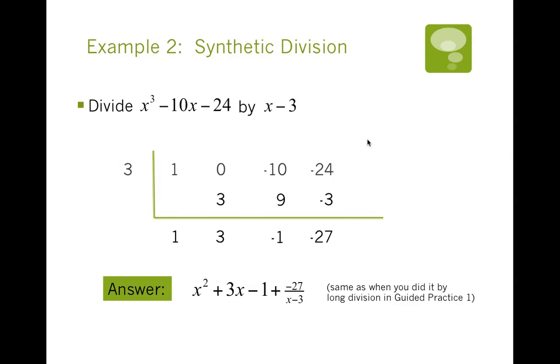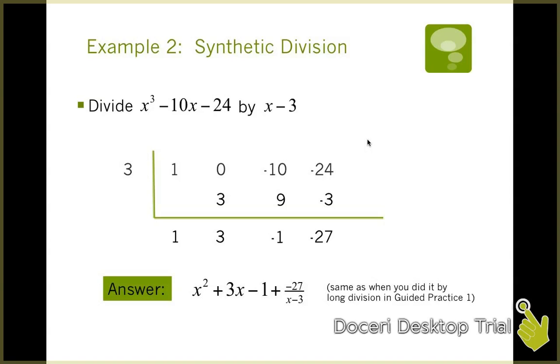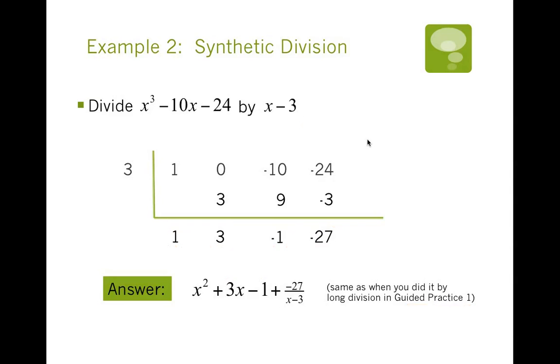So our final answer is x squared, because this one is the coefficient on x squared, plus 3x, because that 3 has to go on the x term, minus 1, because that negative 1 is going to be our constant, and then plus a negative 27 over the x minus 3 to give us the fraction. Which, if you notice, this is the same problem you did in the guided practice, and this is the same exact answer that you got. So it does work as long as your divisor is in x minus k form. Okay?